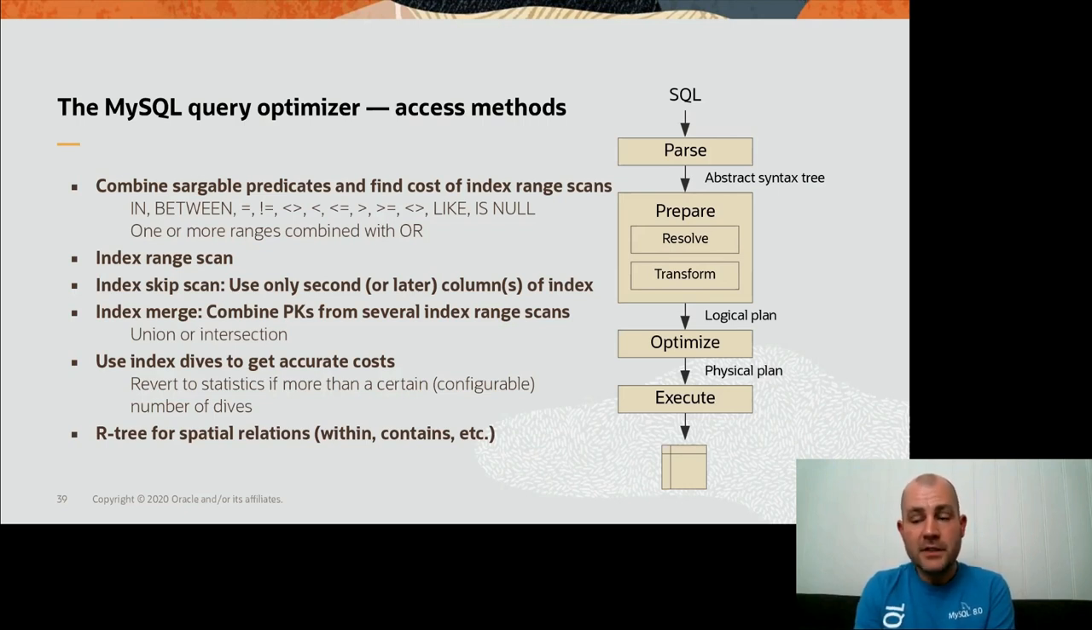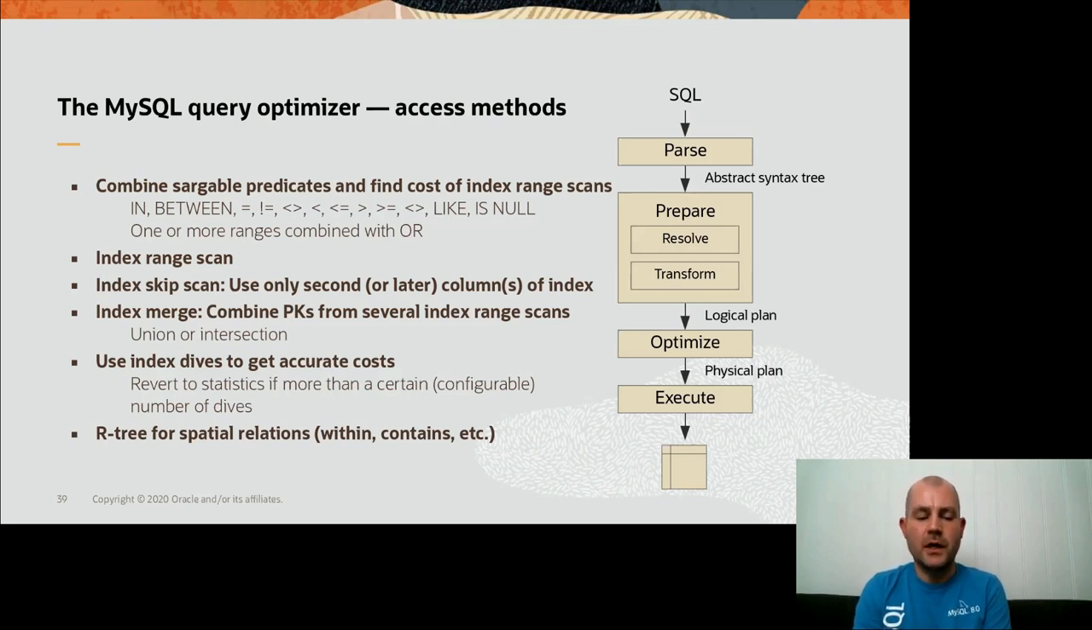And in addition to statistics, the range optimizer can use index dives to get accurate costs. So it actually goes down to the index and asks how many rows have this value. Until it reaches a certain configurable limit. I think it's like 7 or something by default. This depends on your workload, of course. But the thing here is that you get the accurate cost, not only the estimates. But it's quite expensive, so that's why it's limited. But it helps for instance for in lists and that kind of thing.